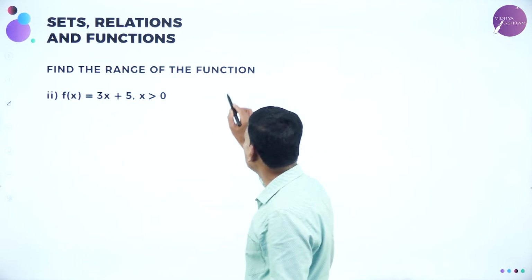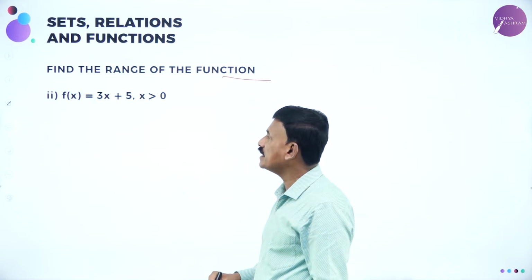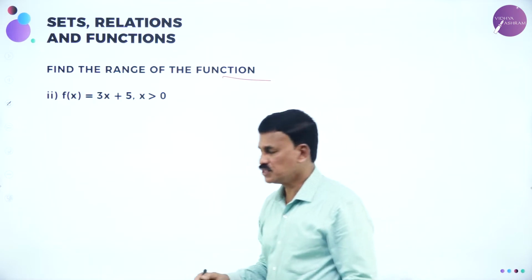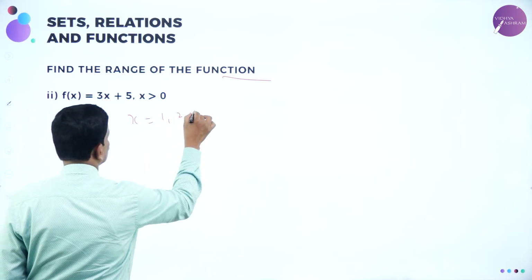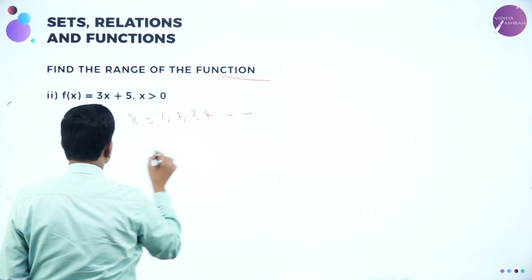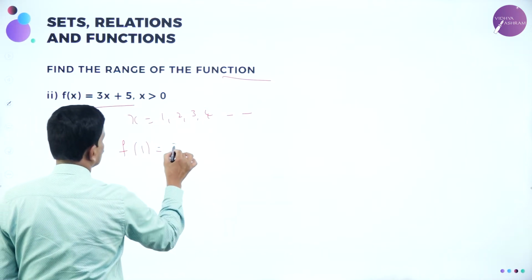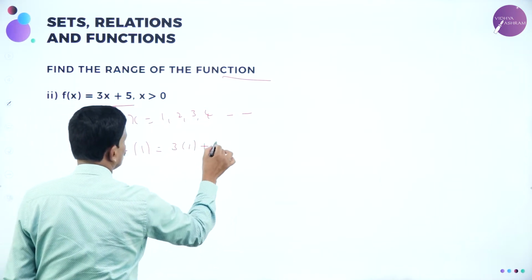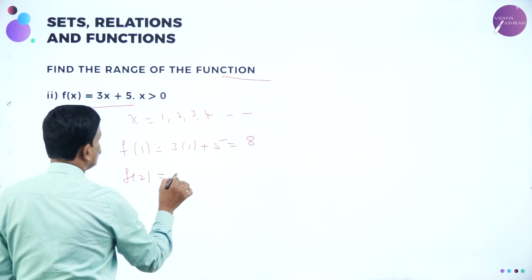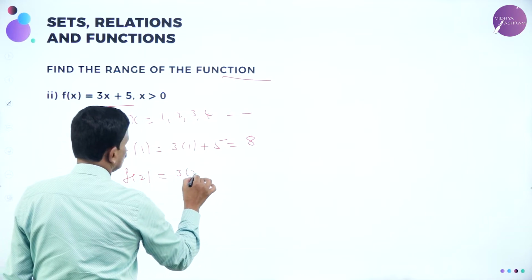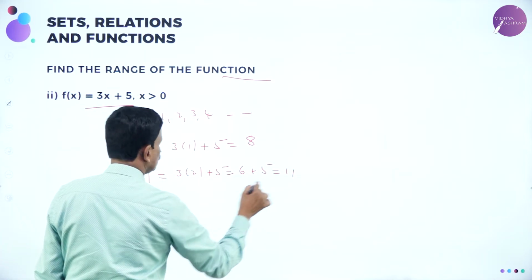Find the range of the function. What is the function given? 3x plus 5 where x is greater than 0. Same type. Here x is greater than 0 means you can take x is equal to 1, 2, 3, 4 etc. So f of 1, what is given? f of x is equal to 3x plus 5, 3 into 1 plus 5, that's equal to 8. When x is equal to 2, f of 2 is equal to 3 into 2 plus 5, that is 6 plus 5 is equal to 11.